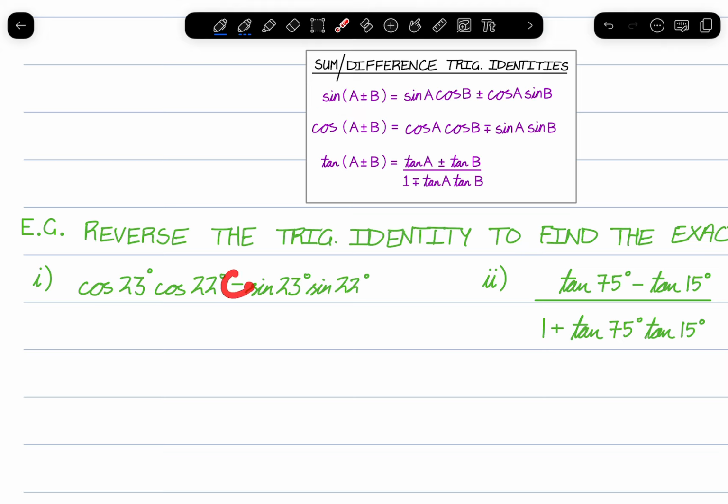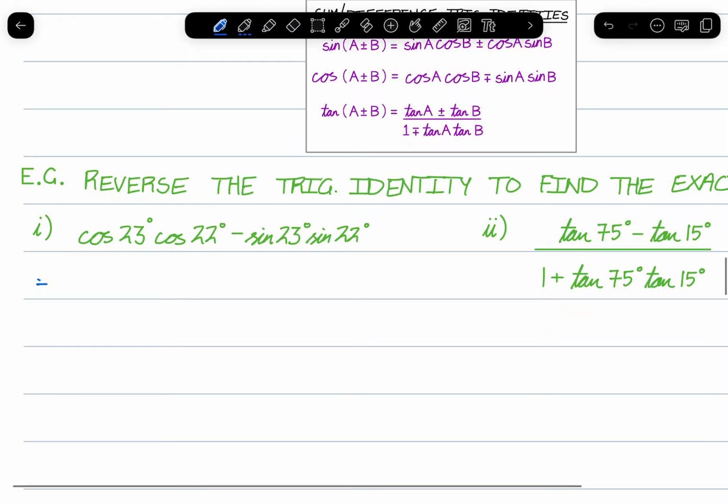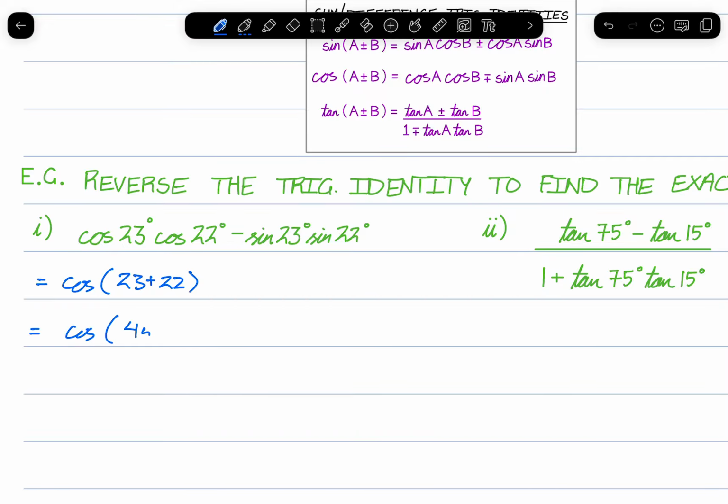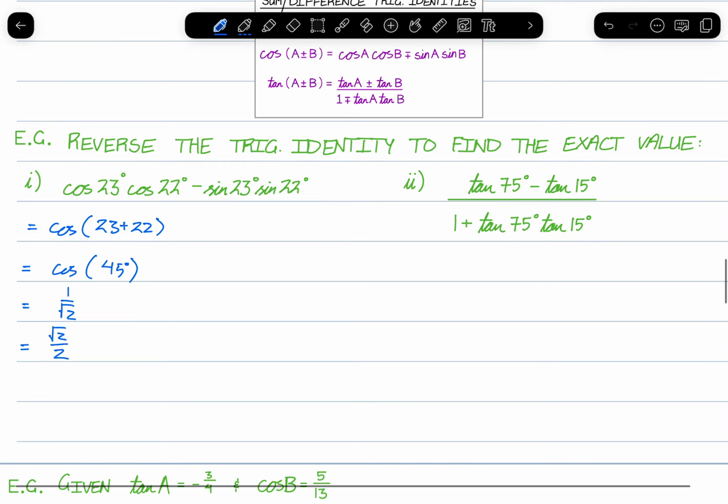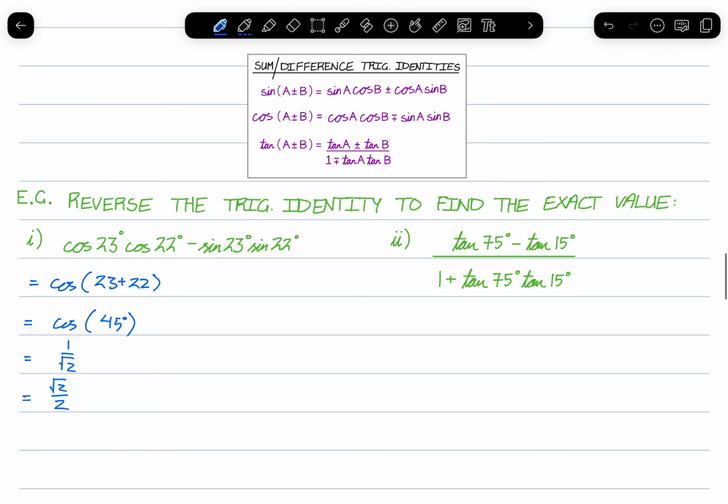And for this, since it's a minus, it's the opposite of that. So this is the sum of cosine. This is the exact same as cos of 23 degrees and 22 degrees, which is cos of 45, which, using our exact trig ratio, is 1 on root 2 or root 2 on 2. So that's effectively the problem that we're working with. It's just reversing the identity and applying which of the correct identities we're working with.